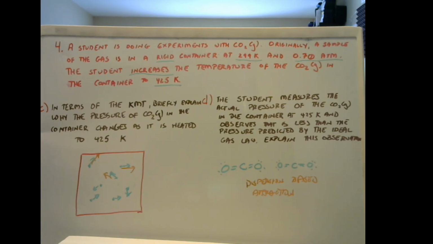So the attractive forces between the CO2 molecules reduce the pressure or make them behave like a non-ideal gas. The official scoring guideline is: the attractive forces between the CO2 molecules result in a pressure that is lower than predicted by the ideal gas law. There you go. C and D, relatively quick.